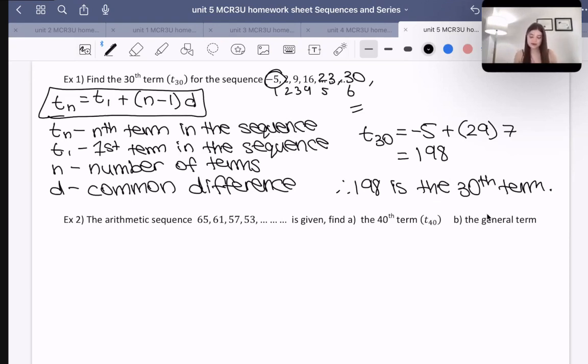So if we think about it, what are we doing each time that we go up a term, right? From one term to the next, we're adding that common difference. So let's say we add that common difference, let's say we go up to term 5.